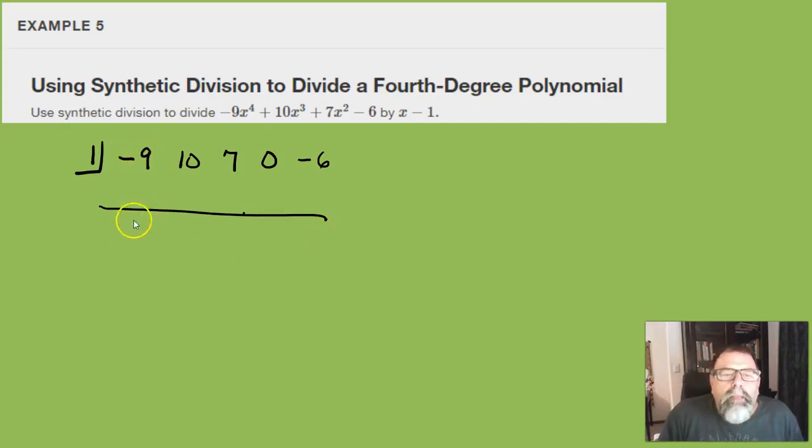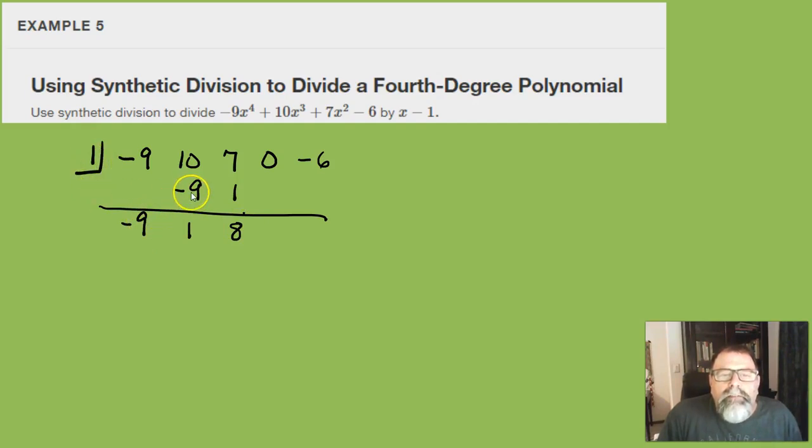Okay, so bring down the first term. 1 times -9 is -9. Add down the column. 1 times 1 is 1. Add down the column. 1 times 8 is 8. So remember, you're always multiplying by this divisor with the bottom row, and the result goes into the next column in the middle row.